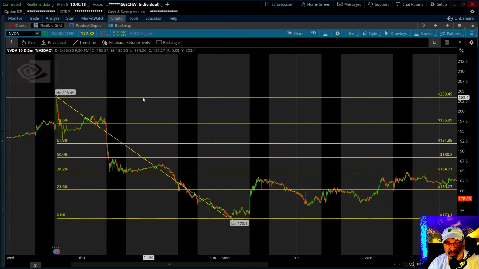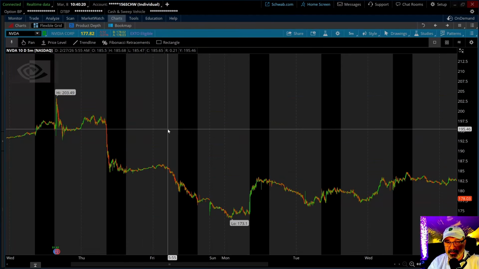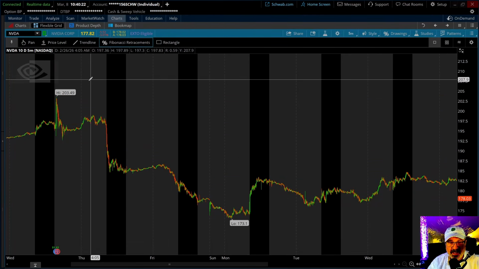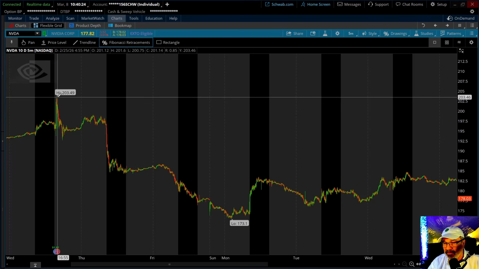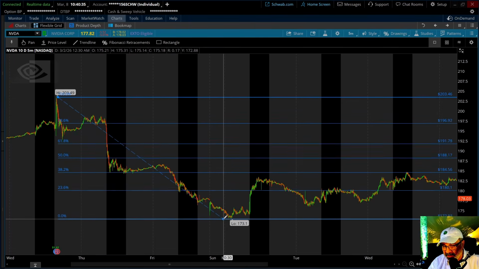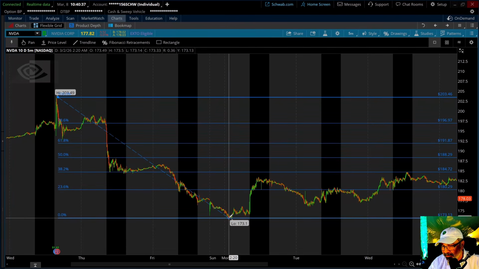So again, let me just get rid of this. I'm going to remove this drawing so you can see how to draw the Fibonacci. So you look over to the right to the price. I need the price to be at 49. So it's going to give me trouble lining it up, but I'm just going to get close. 46 down to 173.10.